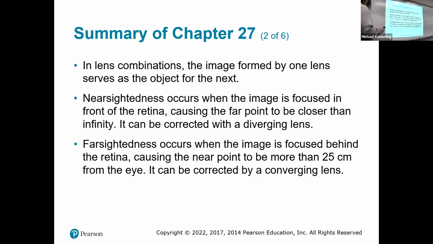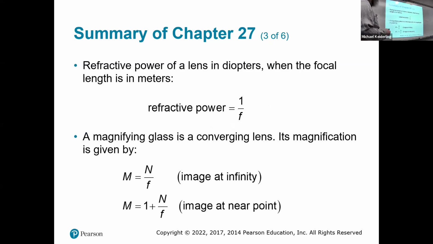In lens combinations, the image formed by one lens serves as the object for the next. Nearsightedness occurs when the image is focused in front of the retina, causing the far point to be closer than infinity. It can be corrected with a diverging lens. Farsightedness occurs when the image is focused behind the retina, causing the near point to be more than 25 centimeters from the eye. It can be corrected with a converging lens. The refractive power of a lens is measured in diopters when the focal length is in meters, is 1 over the focal length. So diopters are inverse meters.